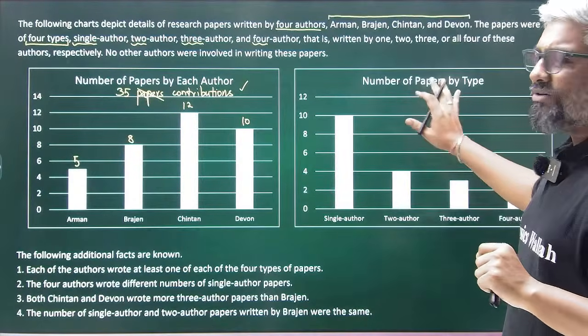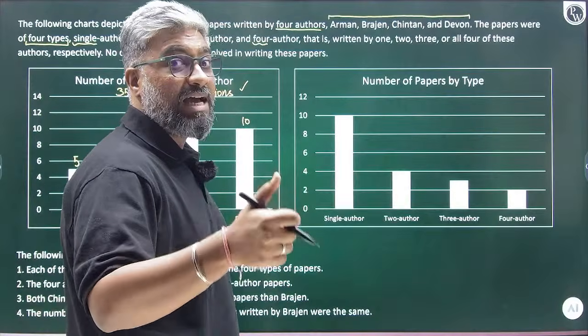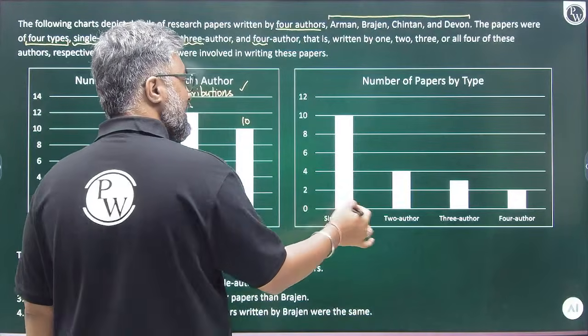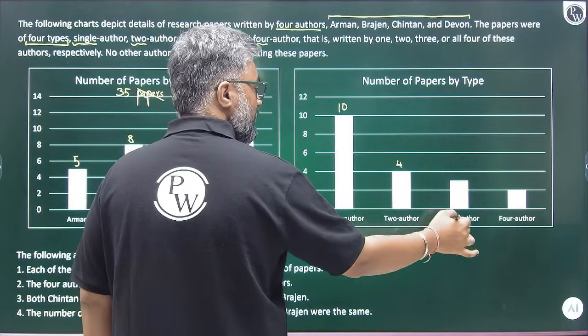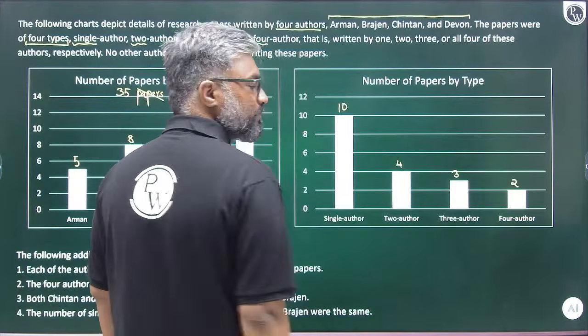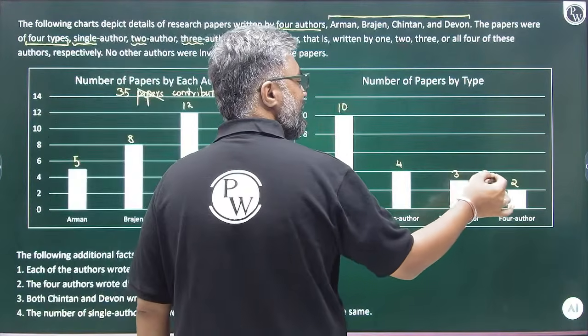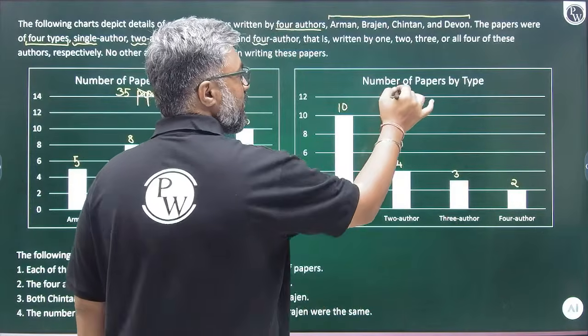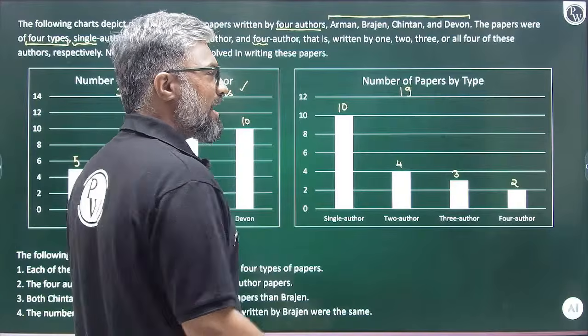Okay. Let's have a look at the second bar graph. Number of papers by type. Now here we are seeing single author papers are 10, 2 author papers are 4, 3 author papers are 3, and 4 author papers are 2. This adds up to how much? 10, 14, 17, 19. Yes, this adds up to 19. Does this mean there are 19 papers?